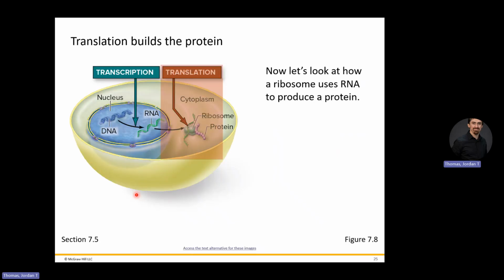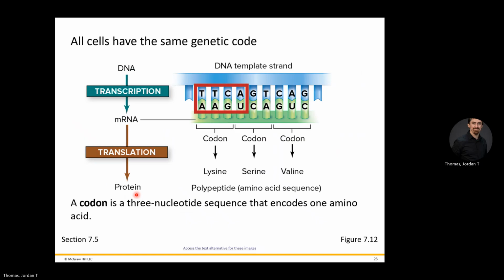Now let's talk about translation. Translation is building a protein, taking the mRNA and building the actual protein. All cells have the same genetic code. When we look at the mRNA, we break it down into three parts, three nucleotides each. These three nucleotides together form what's called a codon. A codon is a three nucleotide sequence that encodes for one amino acid.